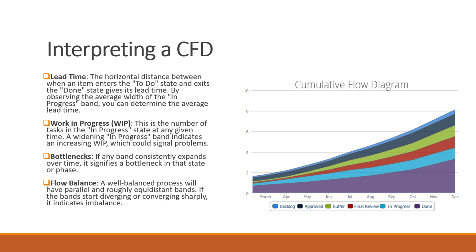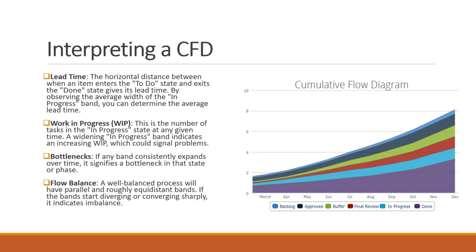Interpreting a CFD. The lead time. The horizontal distance between when an item enters the to-do state and exits the done state gives its lead time. But by observing the average width of the in progress band, you can determine the average lead time. Work in progress, WIP. This is the number of tasks in the in progress state at any given time.